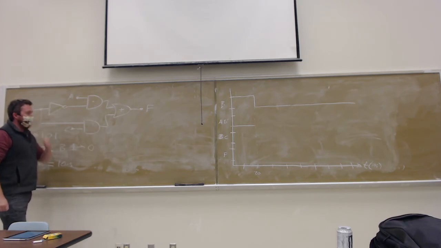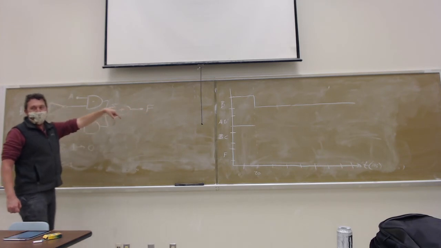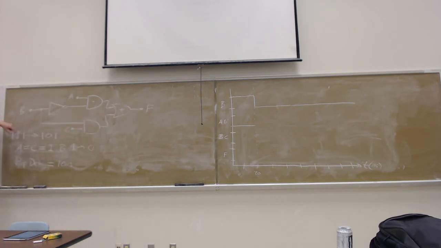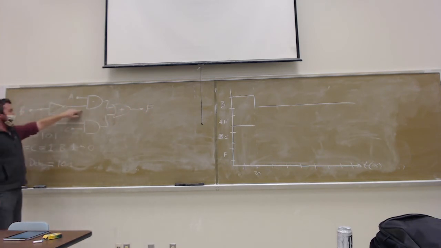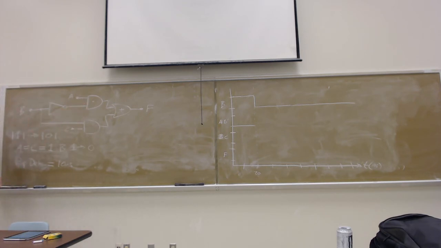So A and B prime starts at 0. Now, when B transitions to 0, right, that goes to 0, makes that 1, which means it's 1, 1, which means AB prime is going to switch from 0 to 1. But when is the switch going to happen?